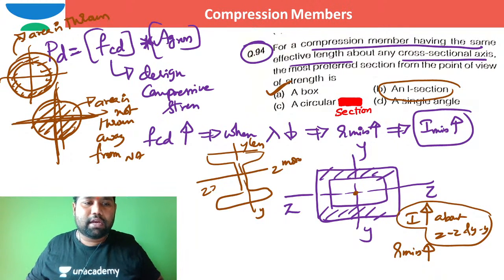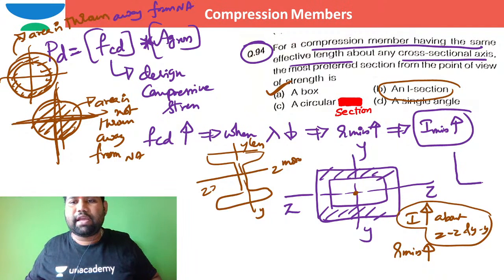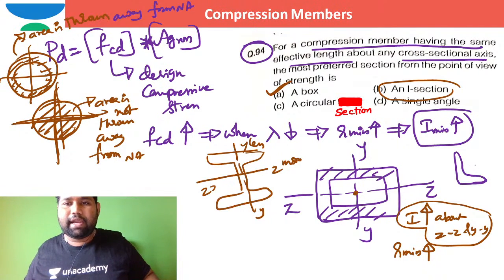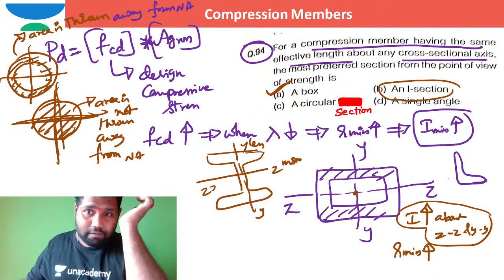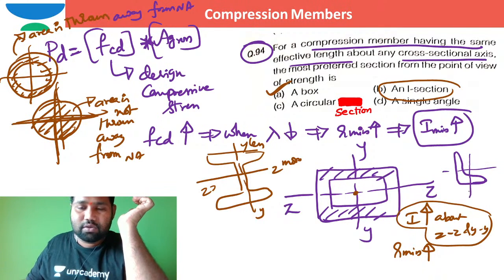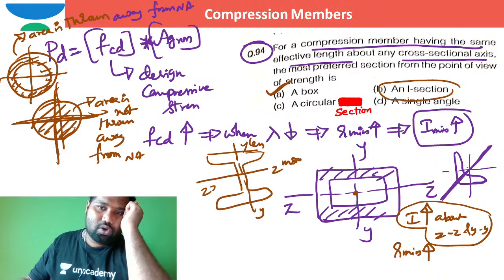Let me write down: area is thrown away from the neutral axis. A single angle section is not that preferable. In a single angle section, there is a chance that this may be the axis about which the moment of inertia will be the minimum, so it is much more prone to buckle.